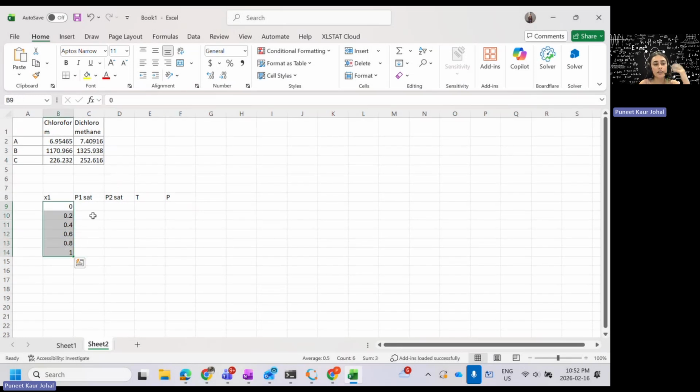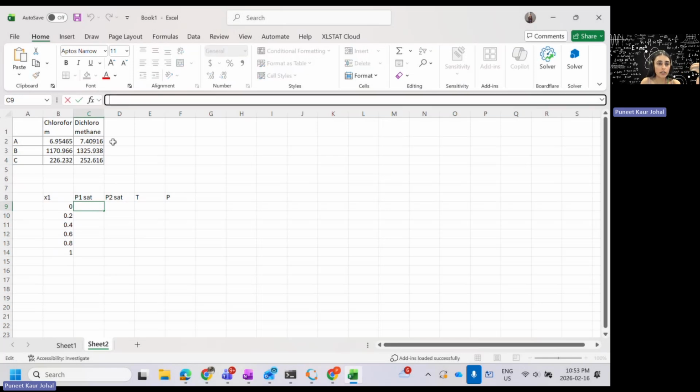I have the x1 values, which are just something that I'm exploring and hoping to have on the graph. Now P1: I am trying to find P1 sat. The formula for P1 sat is the Antoine's equation. So here, the formula is just going to be the anti-log of the A value.